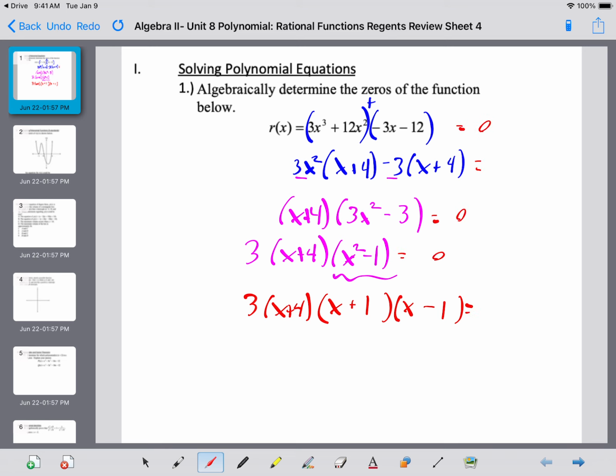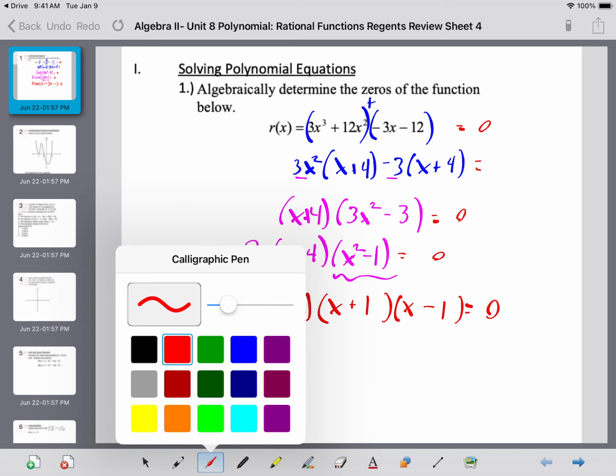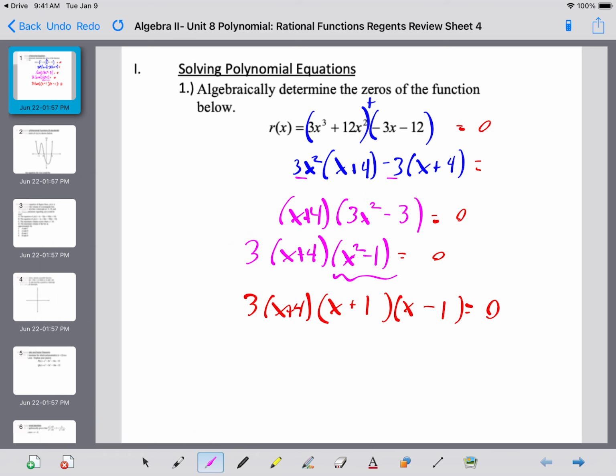A zero is when these equal 0. If any of those multiplicative factors equals 0, the whole thing equals 0. So I'll show the work with one of them. You subtract 4 and you get x equals -4. In this case, this would be -1, and in this case, this would be +1. So the zeros are -4, -1, +1.